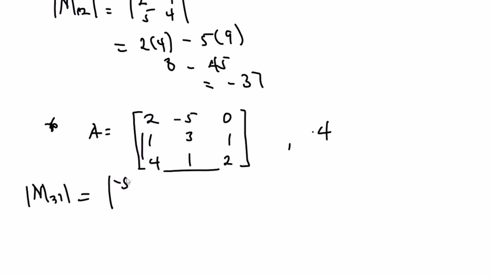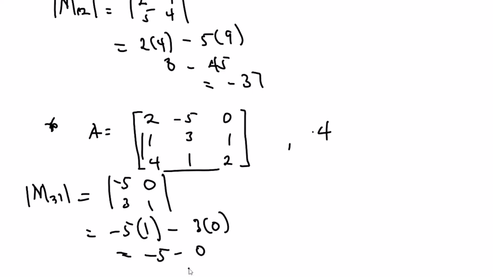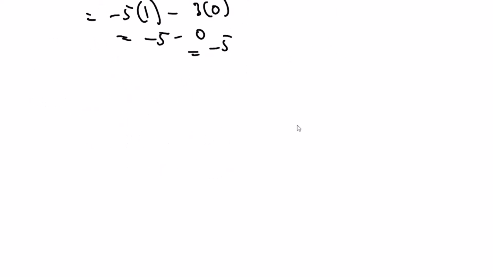So we have negative 5, 0, 3, 1. Then we calculate the determinant. This is 2 by 2, just like we did for the 2 by 2 matrix. So negative 5 times 1 minus 3 times 0. So we get negative 5 minus 0. So we get negative 5 as the minor of the element 4. This is quite simple. Let's take another example on that.